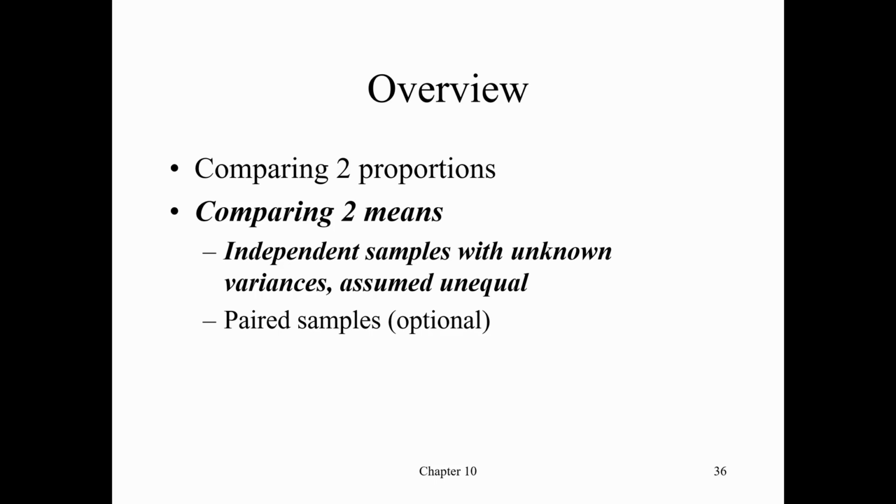Just like Chapter 9, we have some problems associated with proportions that we just covered, and then some dealing with means. I'll do means next. They have a bunch of cases in the book, but the only case that we'll focus on is the most common. It's when we don't know the variances or standard deviations, and we assume those variances and standard deviations are also unequal. That's going to be the most common one, so we'll just focus on that. And then the paired samples portion of the book is optional.